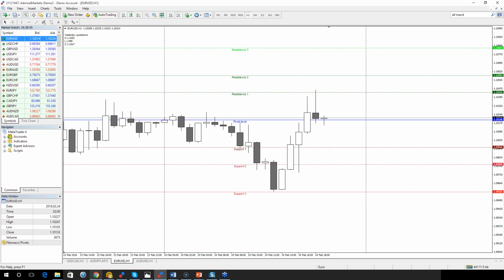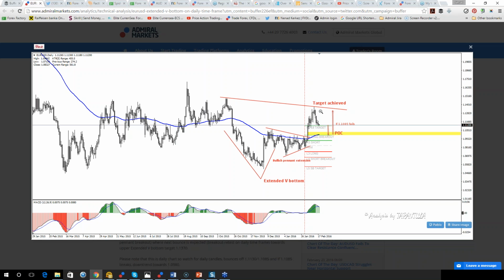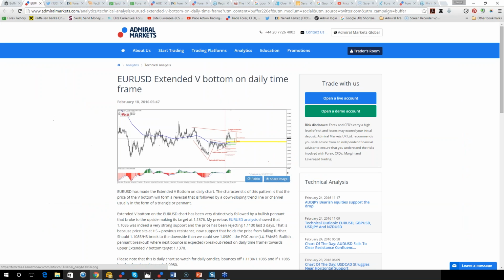If you remember my previous euro dollar coverage, I said that you can go long on euro dollar. And let me find you the analysis. I will show you. I predicted that the price will bounce from 1.0980. Here, this was the analysis on euro dollar using Camarilla pivots also, but look at this. POC was at 1.0980. Okay.